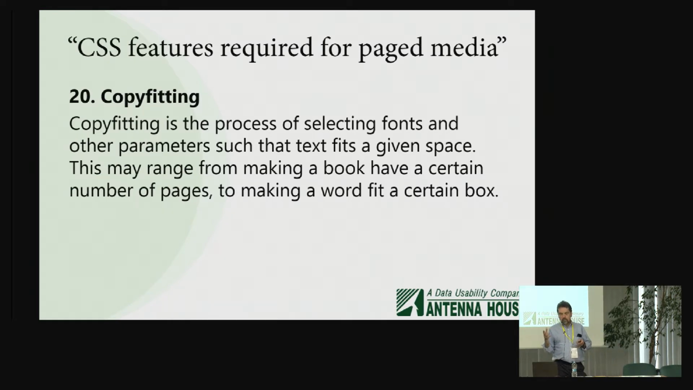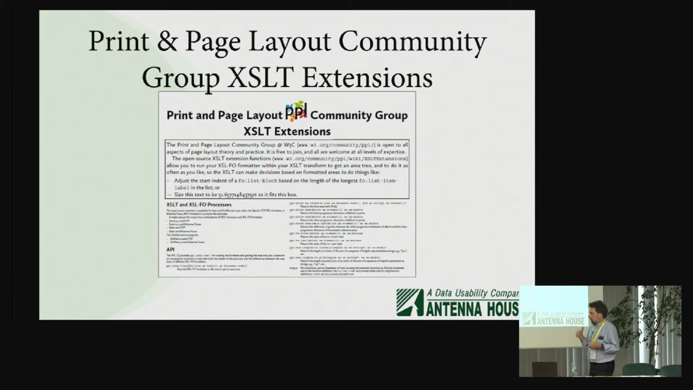CSS features for page media is an informal document, a solo project put together by Bert Bos, one of the inventors of CSS, about what else is required. He has a large section on copy fitting, which he describes as the process of selecting fonts and other parameters so the text fits a given space. Again, it can range from making a book fit a certain number of pages, as we've talked about, or making a word fit a certain box, as we've also talked about.